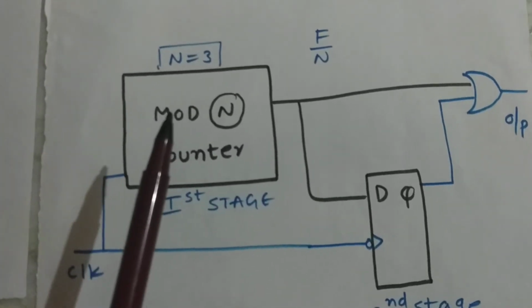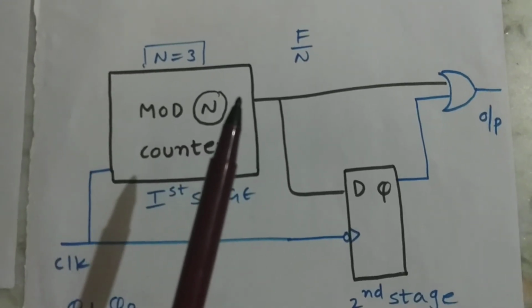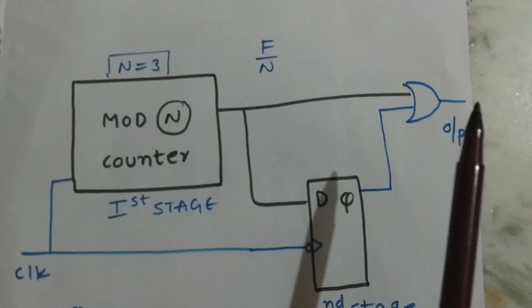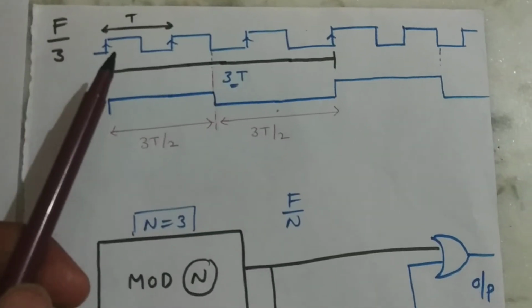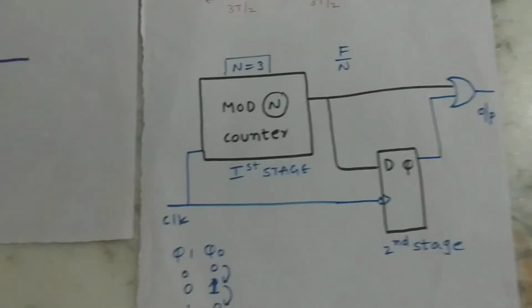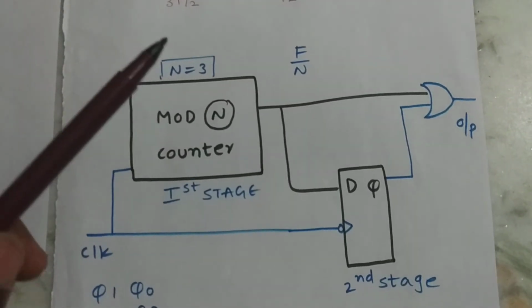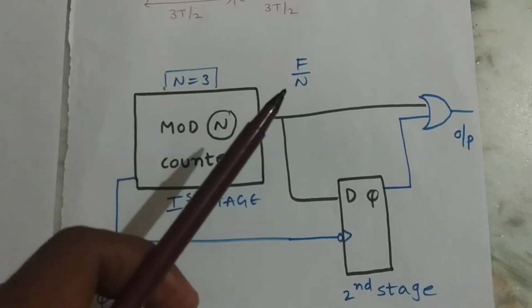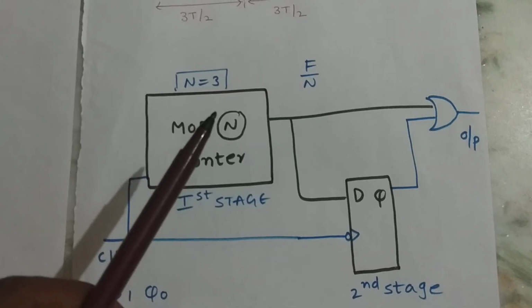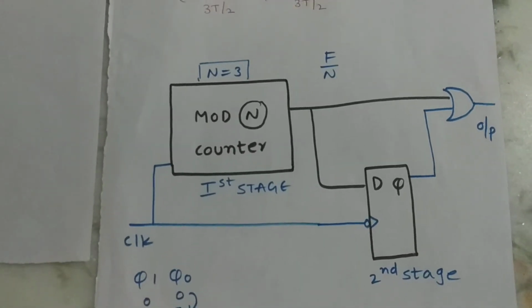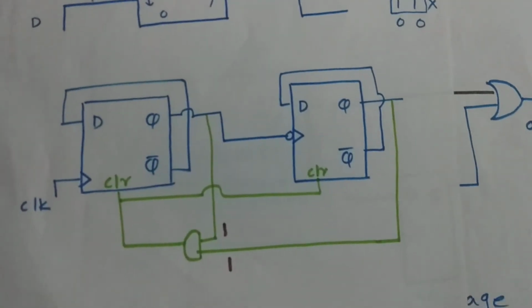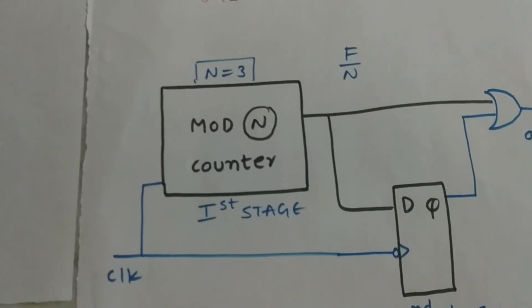So we have a mod n counter, and the output of the mod n counter is given to a D flip-flop, and we OR this and get the output as generated. So I'm going to explain it, be patient. So it is f by n. In our case it is f by 3. So n equals 3, mod 3 counter. As I said, we have already designed the mod 3 counter, and I have explained about it. This is the mod 3 counter which will be in this first stage.